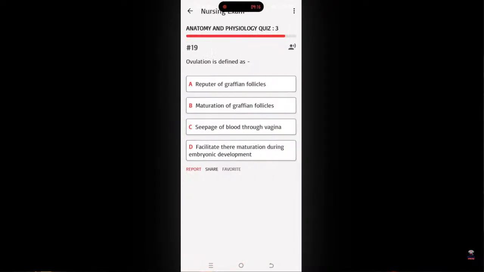Ovulation is defined as A. Rupture of Graafian follicles, B. Maturation of Graafian follicles, C. Seepage of blood through vagina, D. Facilitate their maturation. Correct answer.